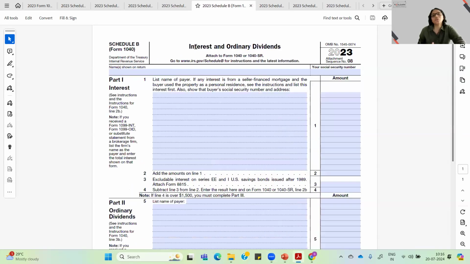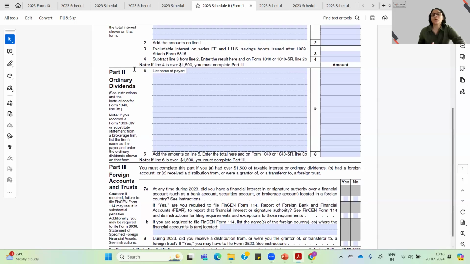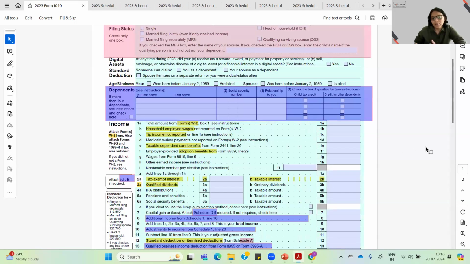Then there are some major areas, like Schedule B, which is your portfolio income. So all my interest, all my dividends. In the dividends, I need to know how much is the ordinary dividend, how much is qualified. So if you look at Form 1040, can you see? You need to give what is your tax exempt interest. This comes from Schedule B.